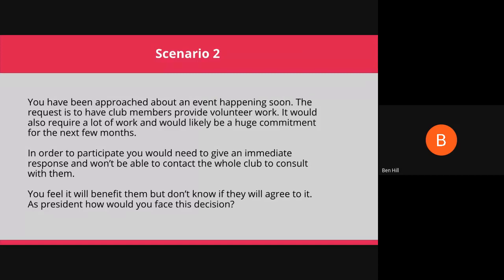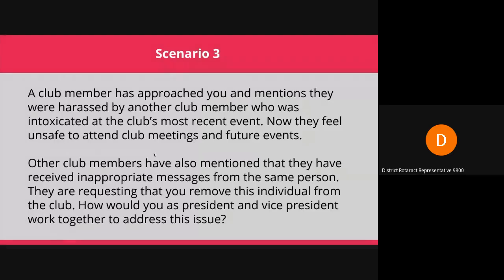Alrighty, so we're going to now move over to scenario 3, and Helena's going to take us through this one. Okay, so scenario 3. So this is not as likely to happen, but I also want you to liaise with the president, vice president in your club, talk to them about this before answering it. So it's a scenario for both of you to do together.